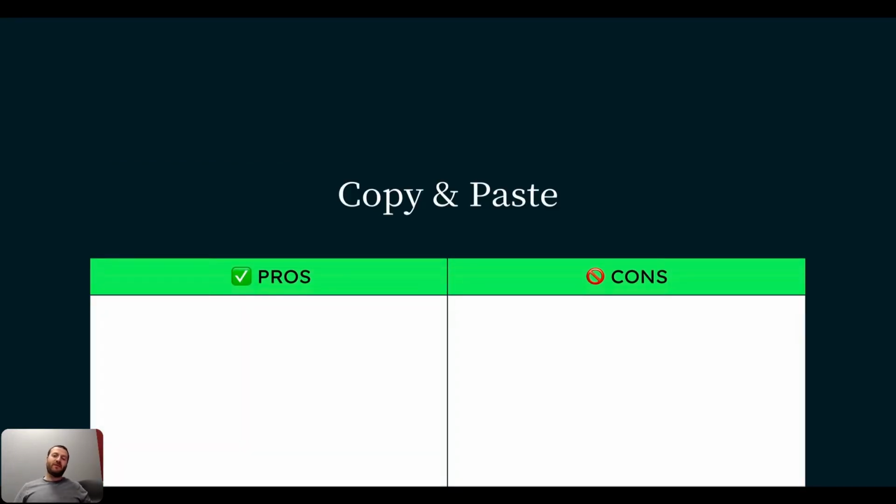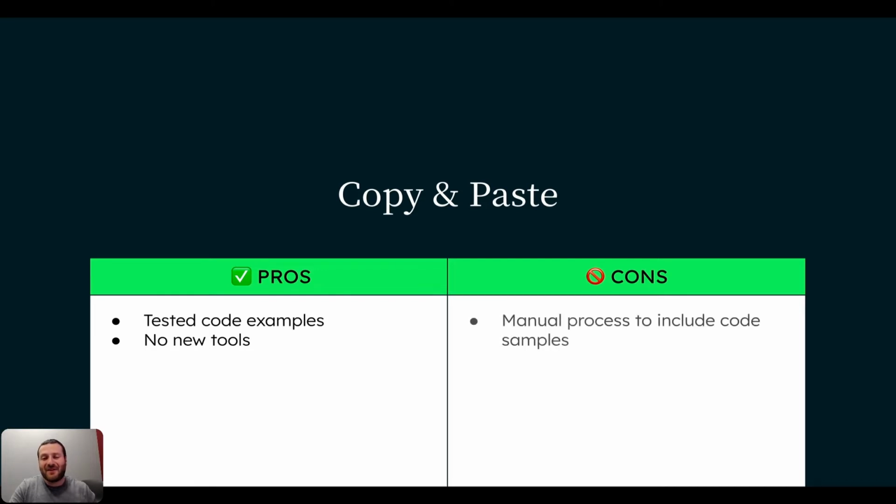Now let's take a look briefly at some of the advantages and disadvantages of this implementation. So first, and really most importantly, you get all of the advantages of tested code examples that we discussed before. And you also don't need to incorporate any new tools into your workflow, which is nice. As long as you're using a machine that can copy and paste, you can do this. And I think pretty much every computer of the past 40 years can copy and paste, so you should be covered on that.